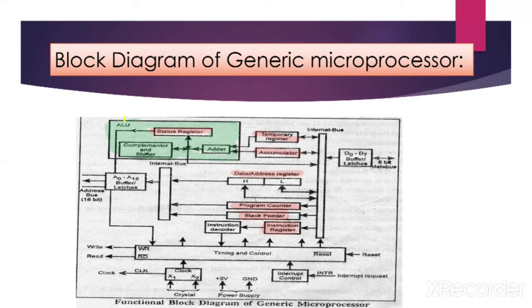Now, the first block is the ALU, that is, the arithmetic logical unit. This unit performs arithmetic and logic operations, and it also performs rotate operations. The operations in this unit affect the status register. The results from the arithmetic logical unit are placed in the accumulator register.